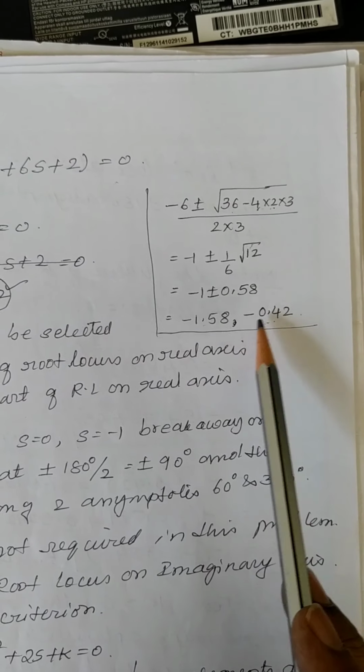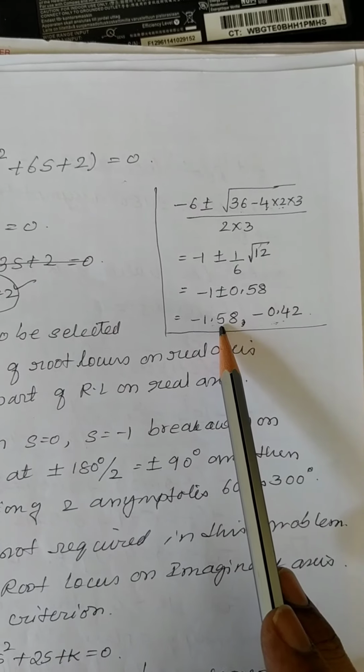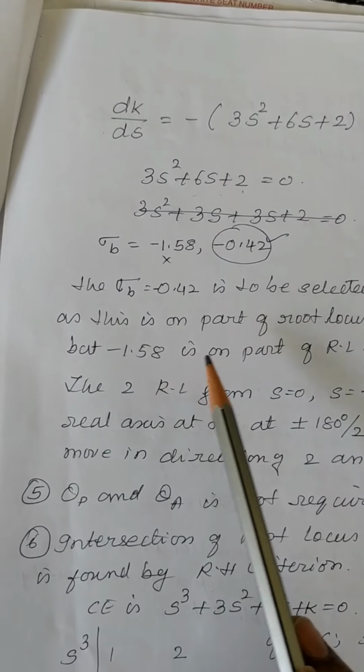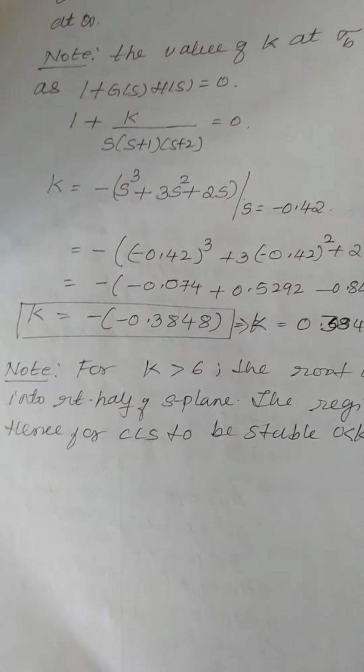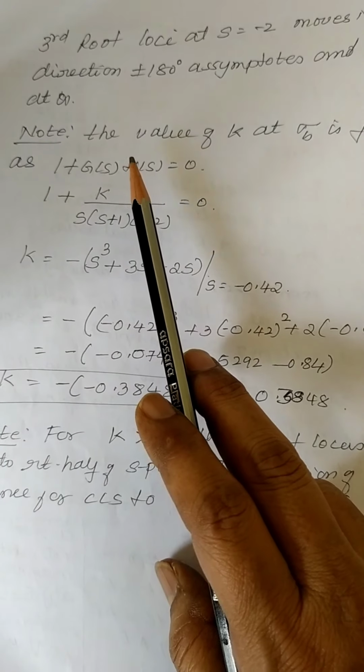So we consider this point, minus 0.42, because it is a part of the root locus. We neglect the other because it is not part of the root locus. That is what we explained to you yesterday. Next, we have all the root loci drawn. I have a note here: application.